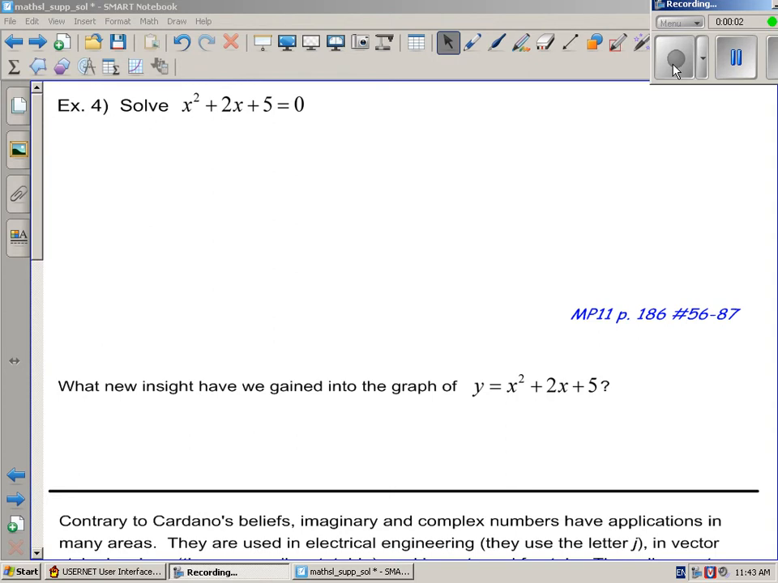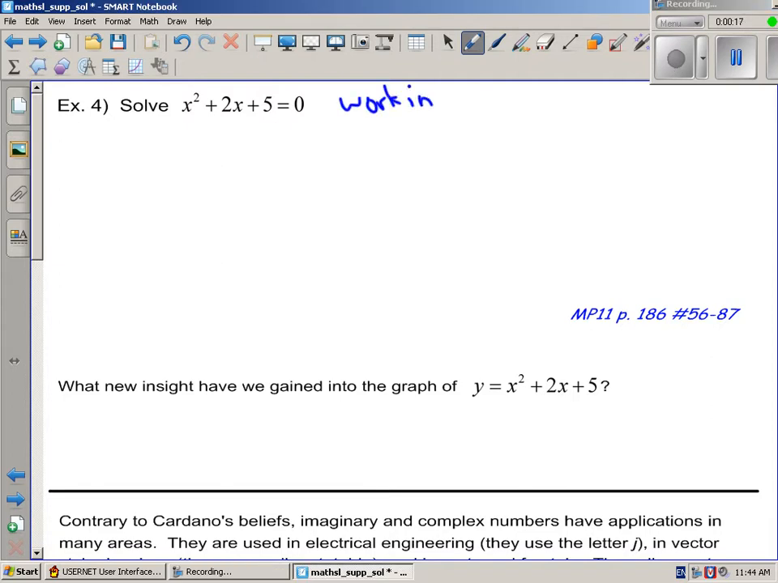Now that we know a little something about imaginary numbers, let's take a look at solving a quadratic that would be previously unsolvable for us. So we're going to work in the complex number system, which allows for both real and imaginary numbers. Okay, so if you wanted to factor this, you'd be looking for numbers that add to 2, multiply to 5. Probably not going to find them quickly, so we go to the quadratic formula.